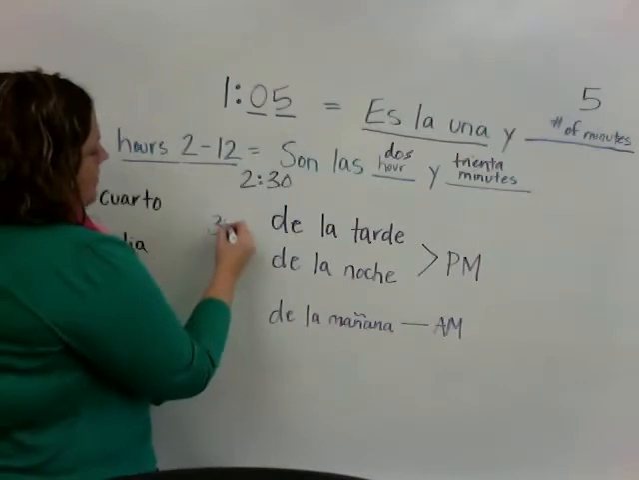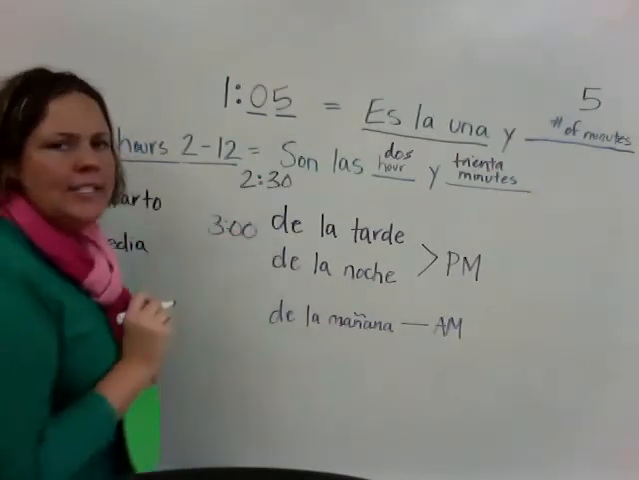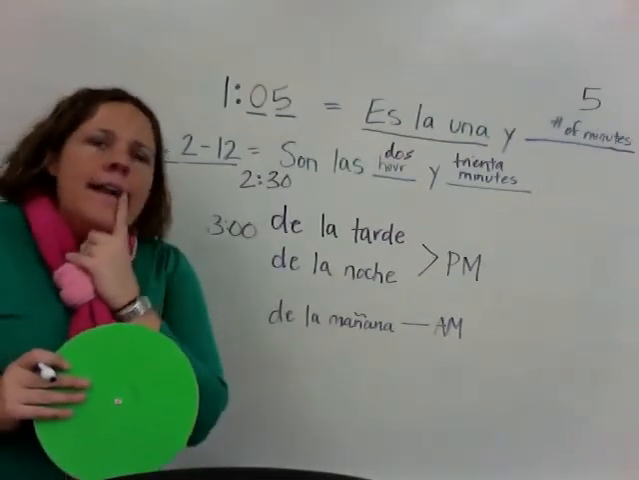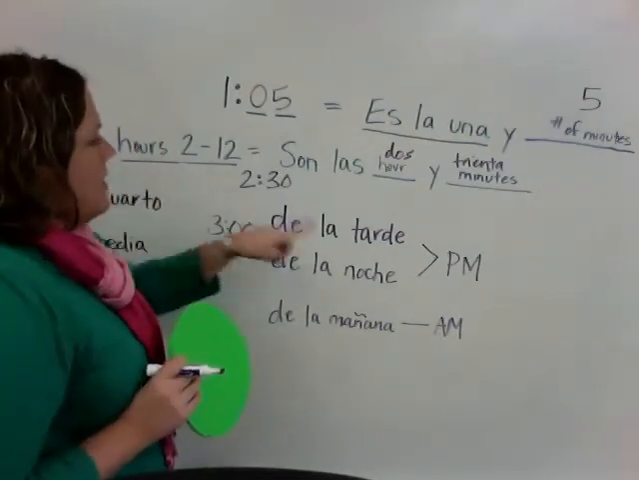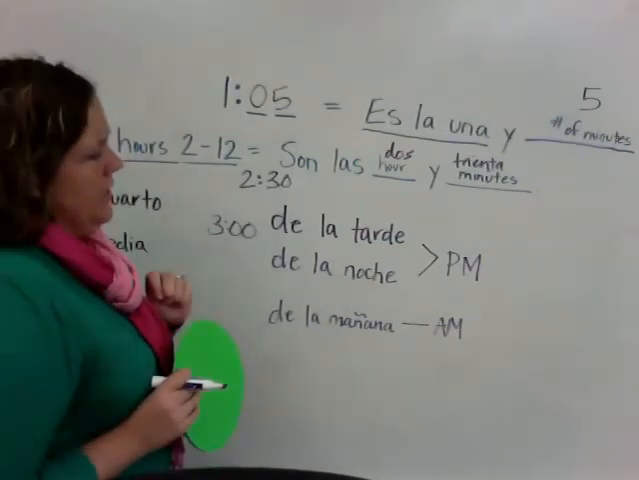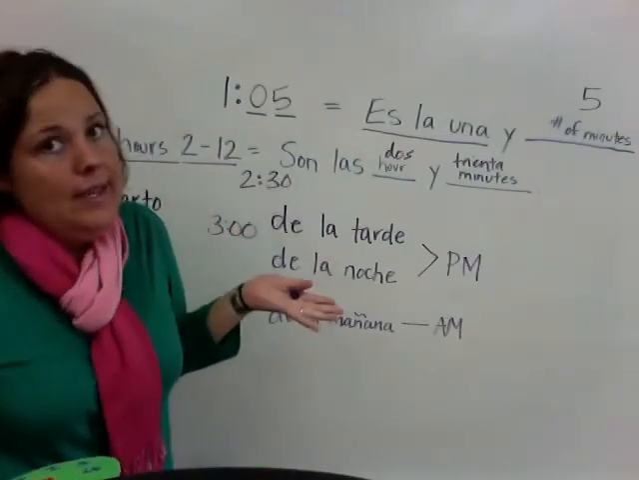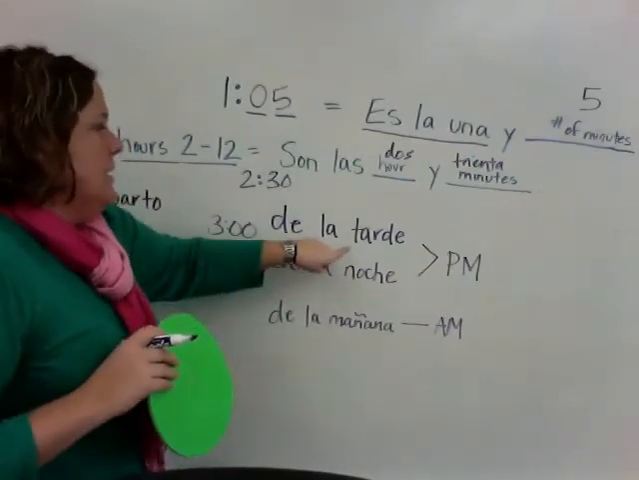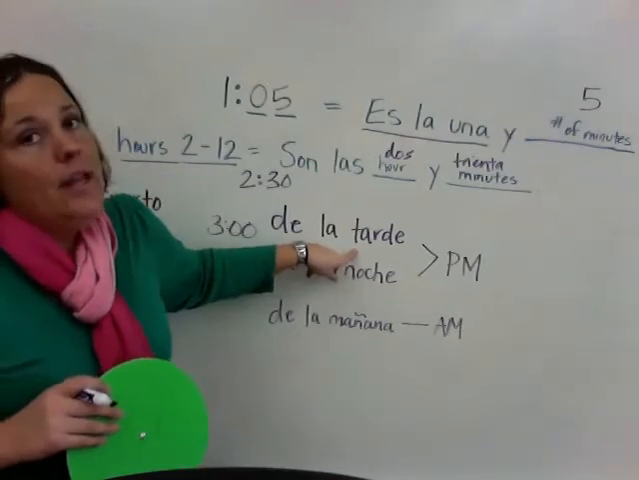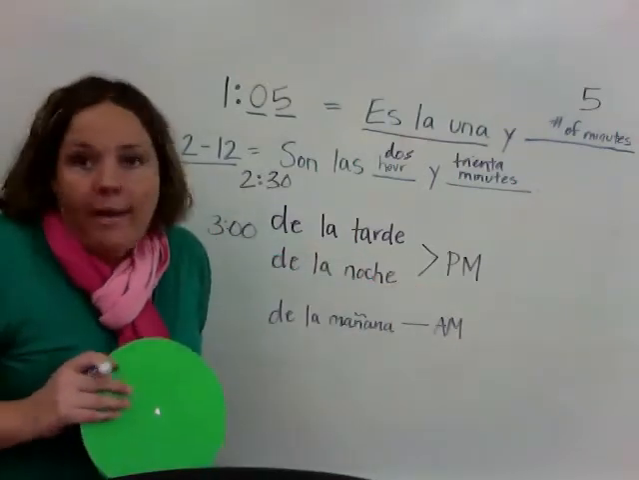Now, let's take, for example, if I had 3 o'clock. Let's say I have a dentist appointment at 3 o'clock. Okay? Would I say, I have a dentist appointment at 3 o'clock in the afternoon? Or would I say, I have a dentist appointment at 3 o'clock at night? Well, think about what we would say in English. And in English, I would say, I have a dentist appointment at 3 o'clock in the afternoon. So I would use de la tarde to signify PM for that.